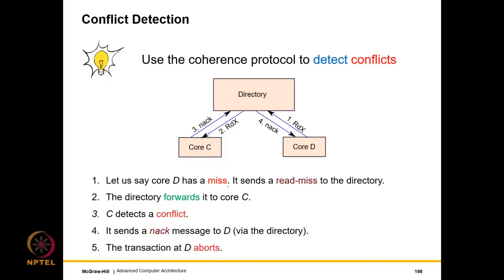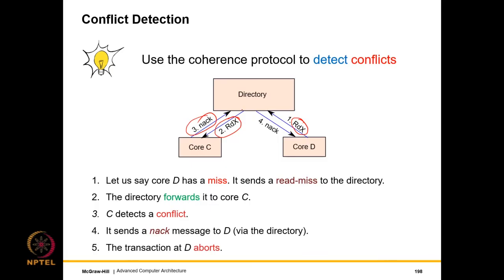So let us say core D has a miss. It will send a read miss to the directory. The directory will find that core C is a sharer, so it will forward the read miss to core C. Core C will detect a conflict. How will it do that? Well, it will try to read the line from its cache. It will find that it has written to it, which means it's a part of its write set. So it will see that there is a conflict, and it will send a NAT back to the directory.